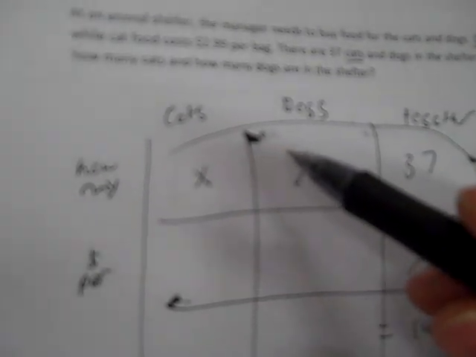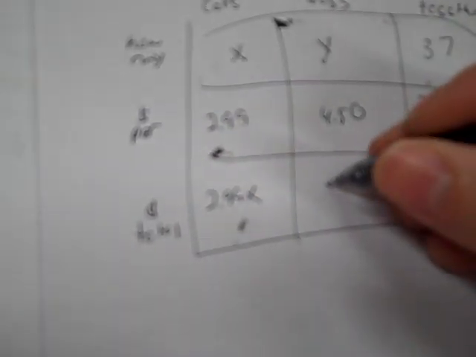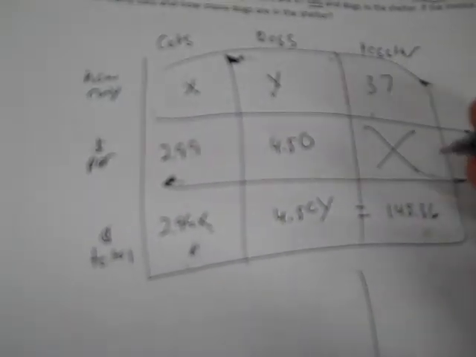Okay, so the price for cat food is $2.99, and the price for dog food is going to be $4.50. So then I multiply, that's 2.99x, and that's 4.50y. Okay, now when we have an x and y in the table, we're going to want to make a cross because we need to use 2 equations right here and then up top. So we have x plus y equals 37, then 2.99x plus 4.50y equals 145.36.